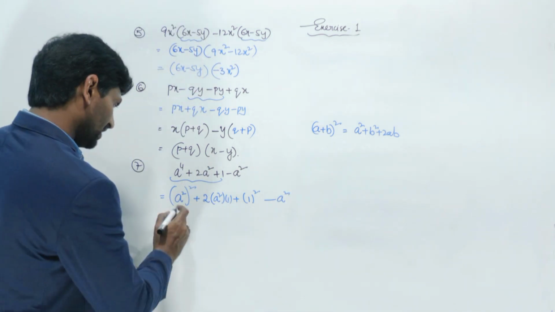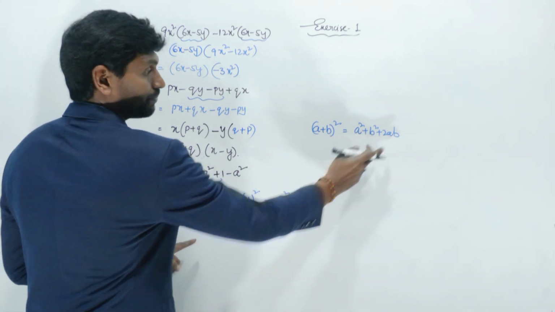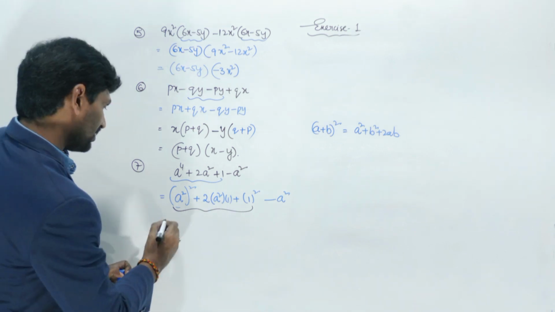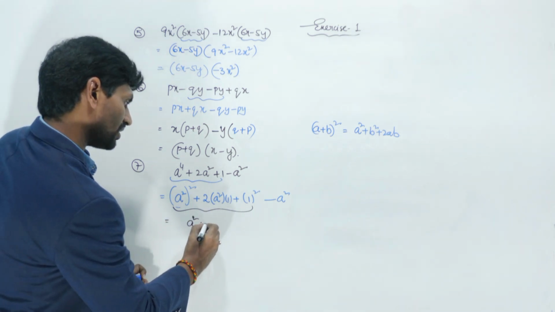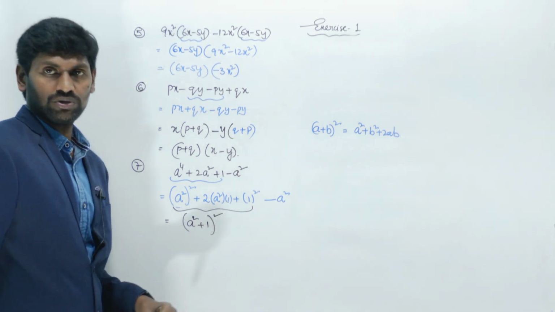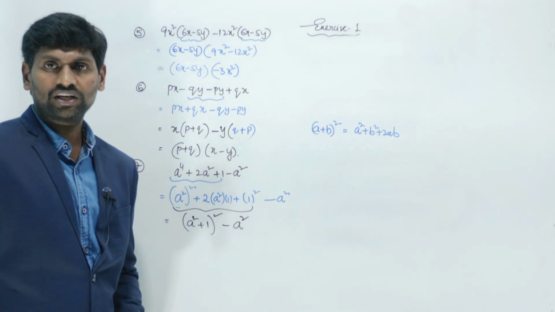So from these three terms, it looks like the formula a square plus b square plus 2ab, that means (a plus b) whole square. Here a means a square, b means 1, minus a square.